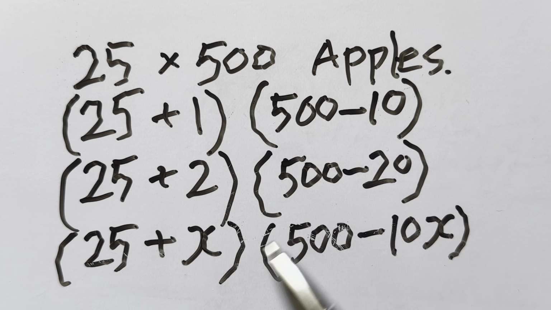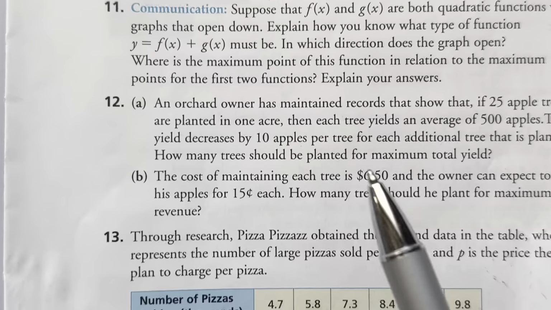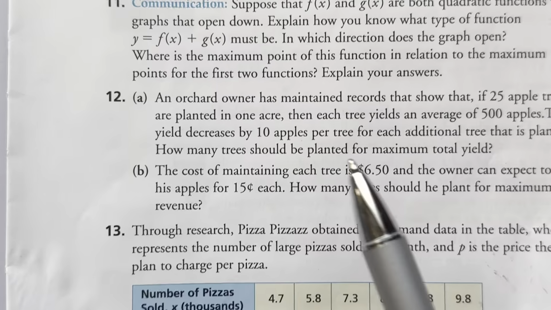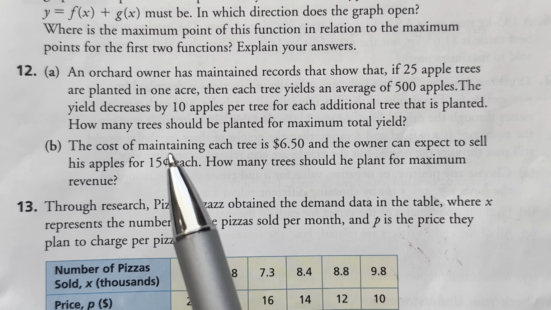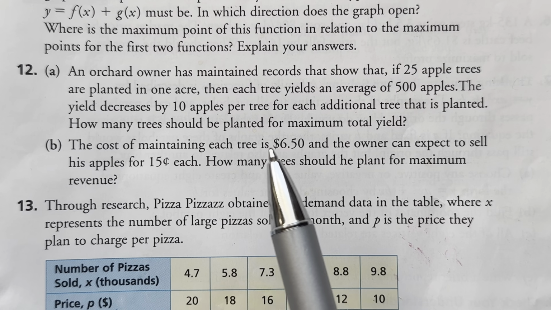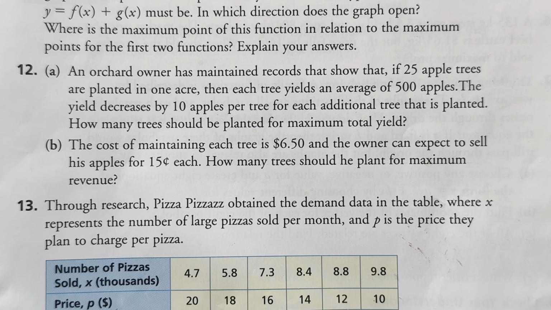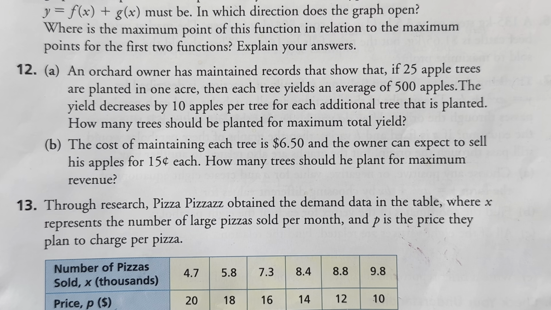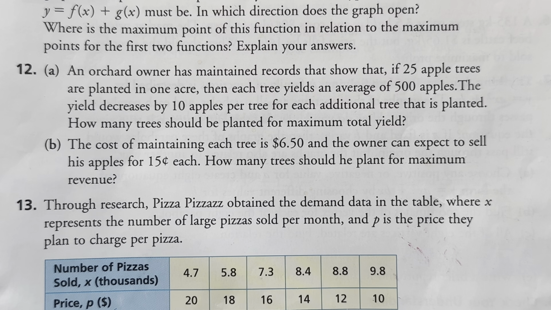Now this part is done by one of my students, but he has a question about part B. Let's read on what part B is. Part B. The cost of maintaining each tree is $6.50. For each tree, you must spend $6.50 to maintain it.